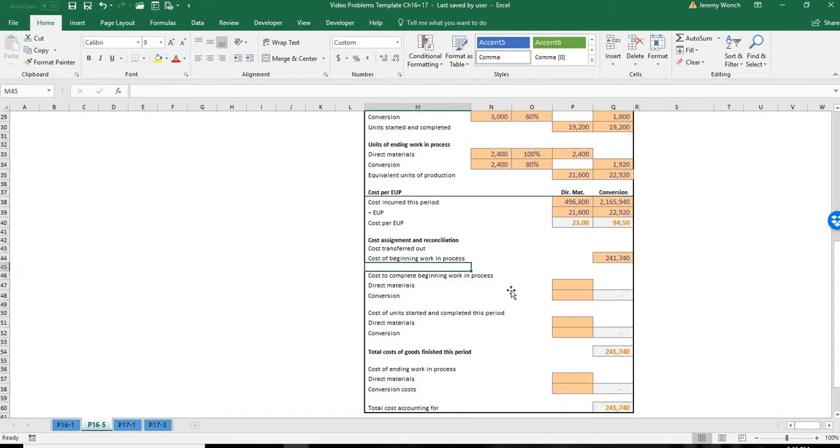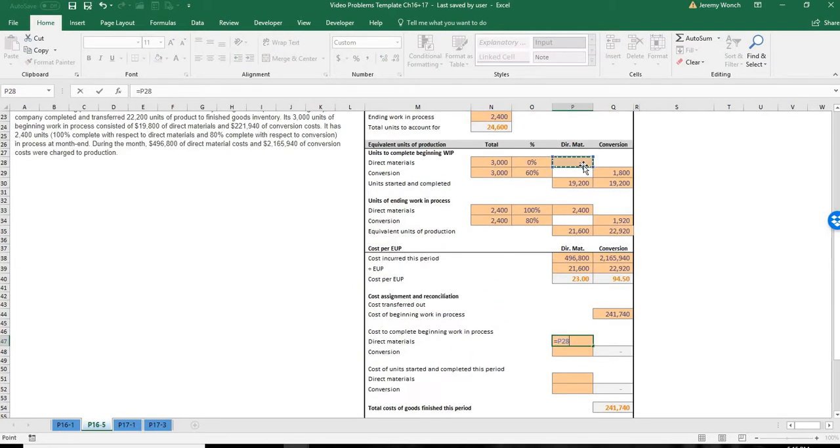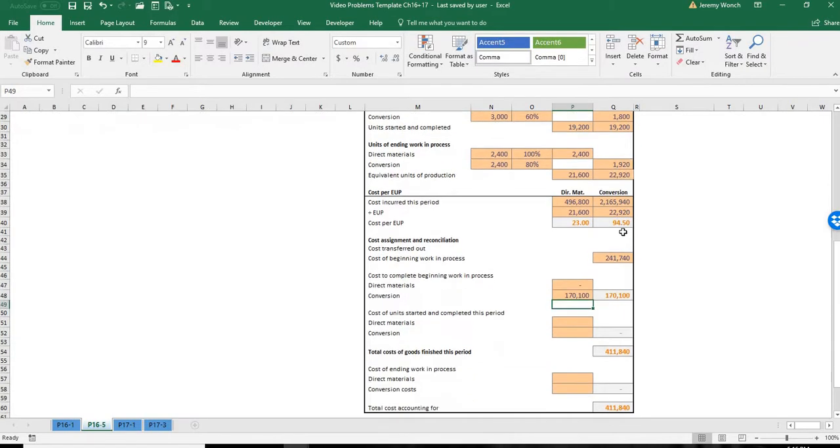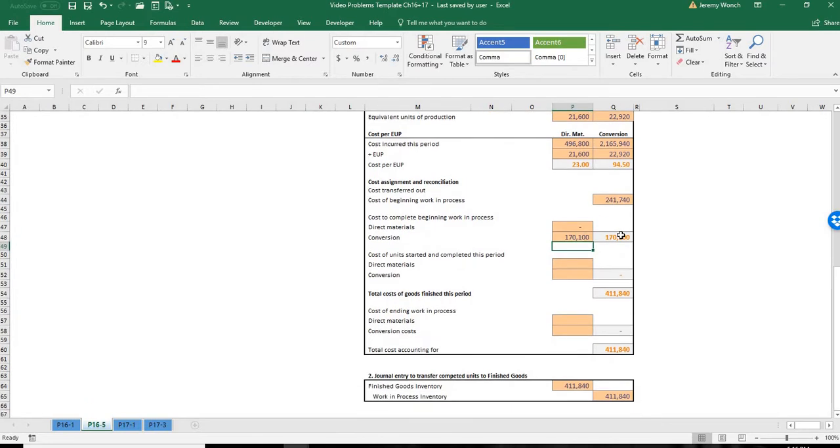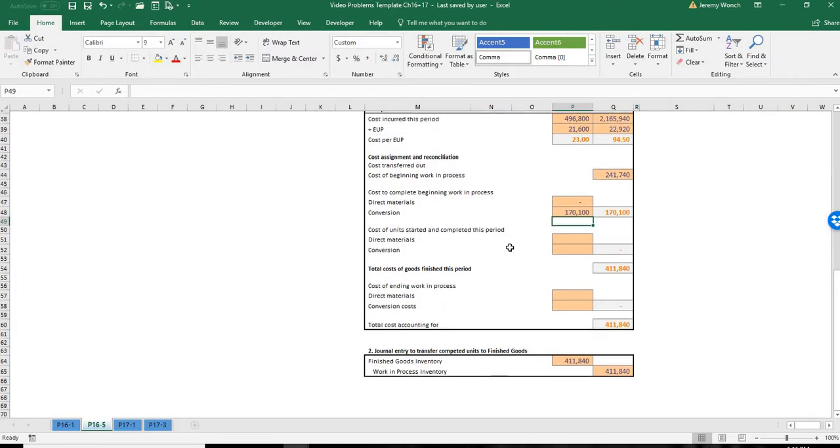And so our cost to complete our beginning work in process, so our beginning work in process units for direct materials was 0. Just plug that in, multiply it times our cost. And our conversion cost beginning was 1,800 units times our cost per unit of $94.50. So that was the cost to complete the work in process.